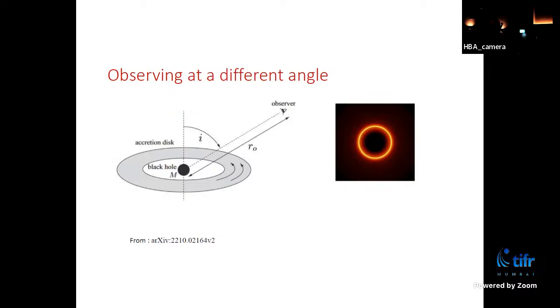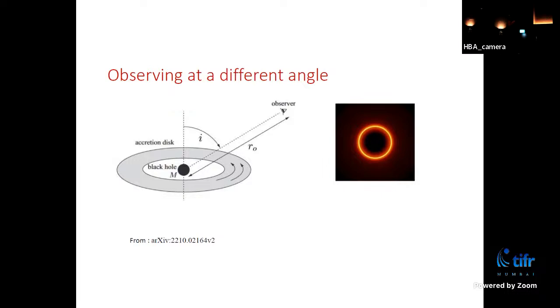Now let's say we have I equal to 0. We are looking at the black hole from the top. Then we will see an image like this. These rings would be visible as this. This black portion depends on the event horizon. There is nothing coming out from there, and this ring is formed due to this accretion disk, and we are looking at it from above.